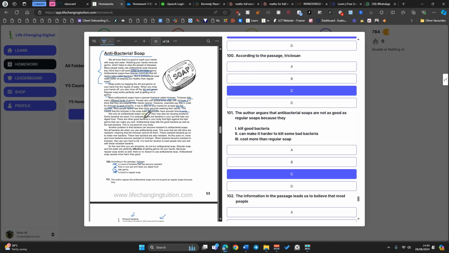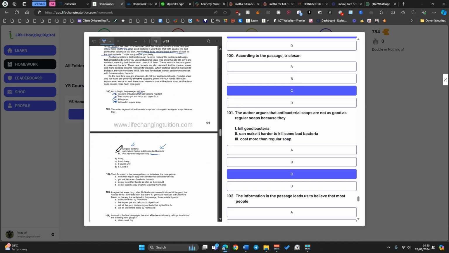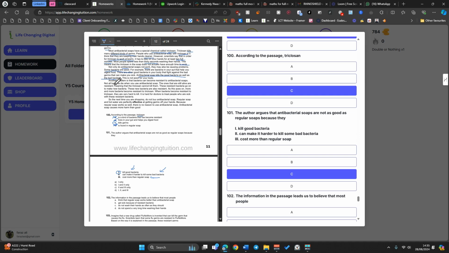Not only do antibacterial soaps not work, so he's basically saying triclosan and antibacterial soaps don't really work, they may also be causing problems. Some bacteria are good. For example, there are bacteria in your gut that help you digest food. There are other good bacteria in your body that fight against the germs that make you sick. And antibacterial soap kills the good and the bad bacteria. So I believe that was one of the options here. Yep, so one of the reasons why it's not as good is because it kills the good bacteria as well. Can make it harder to kill some bad bacteria. I don't see anything there.